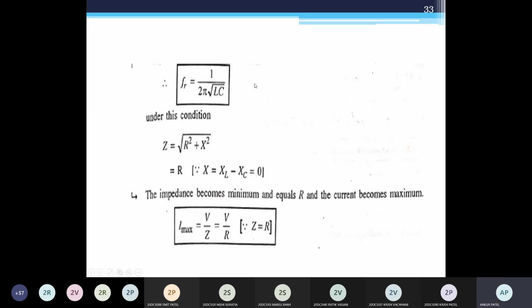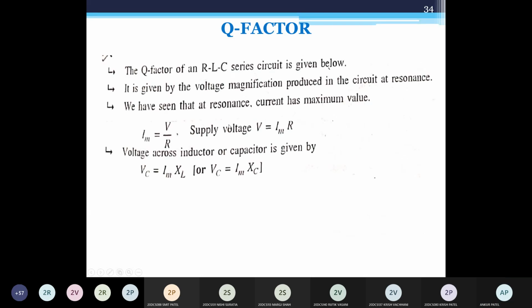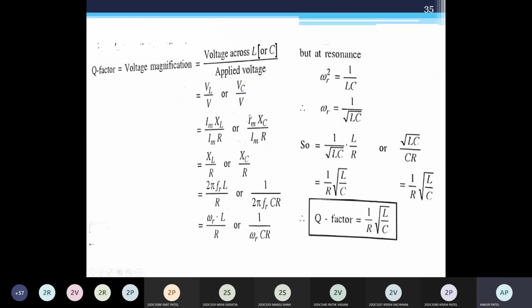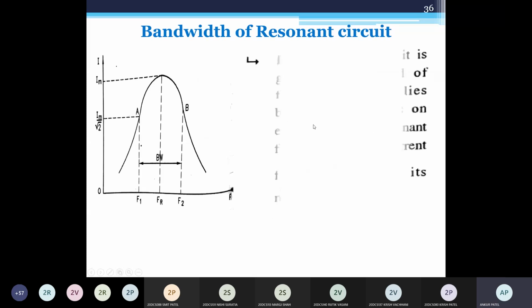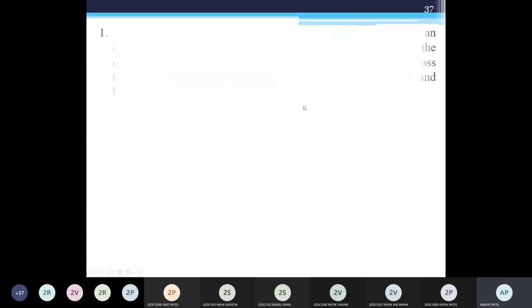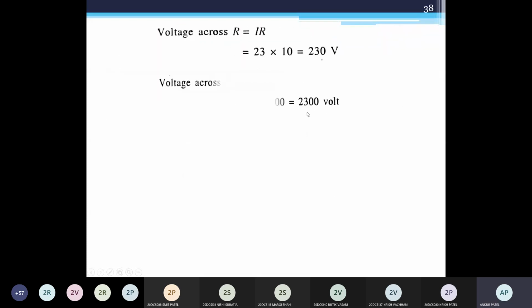Then you can represent the resonant frequency here as F subscript R, where R expresses resonance. Then the Q factor, that is the quality factor, we will prove. Then after that we will have bandwidth and examples. Okay, after that, tomorrow I will complete this unit.